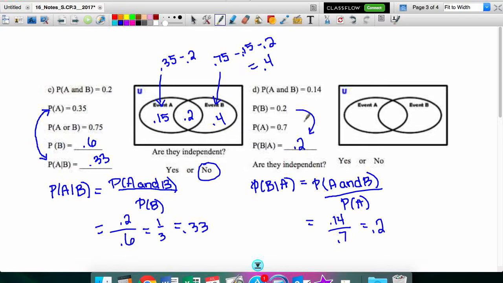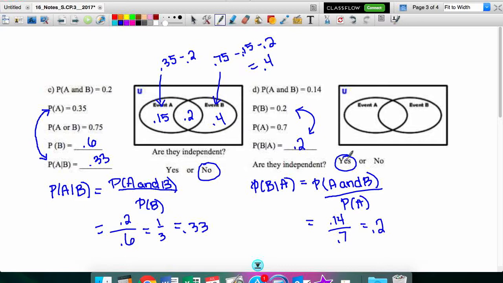Looking at our conditional probability of B given A and the probability of B, we see that they match. When the conditional matches the original probability, this means that the two events are independent. And we can circle, yes, they are independent.